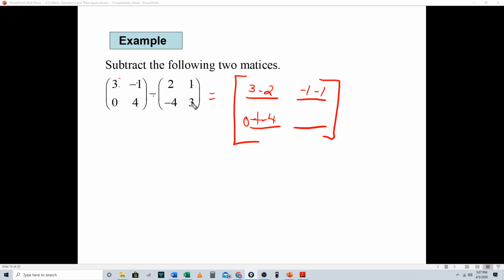And then 4 minus a 3. So you just subtract each position. And that's going to give you 1, -2, 4, and 1 as your answer. Okay? So, adding and subtracting matrices, super easy.